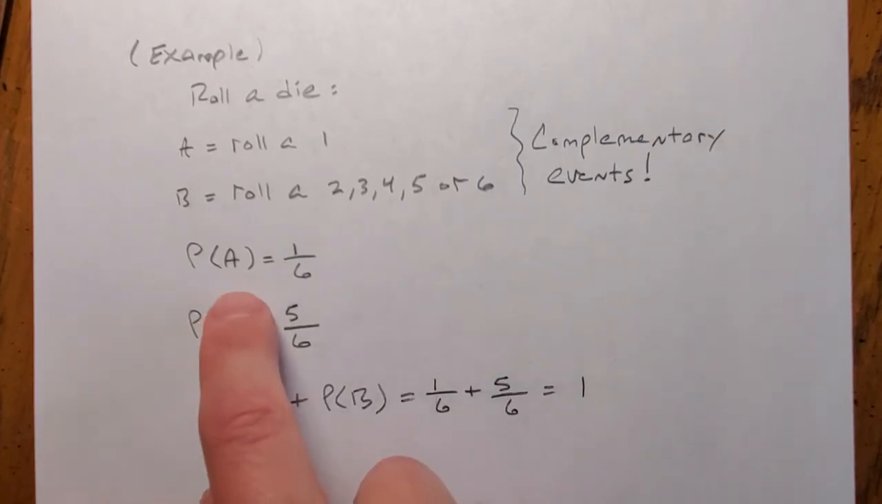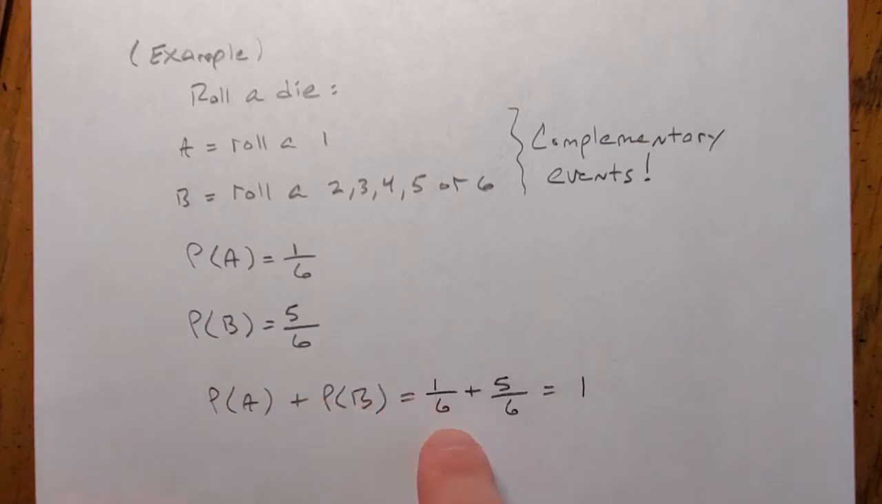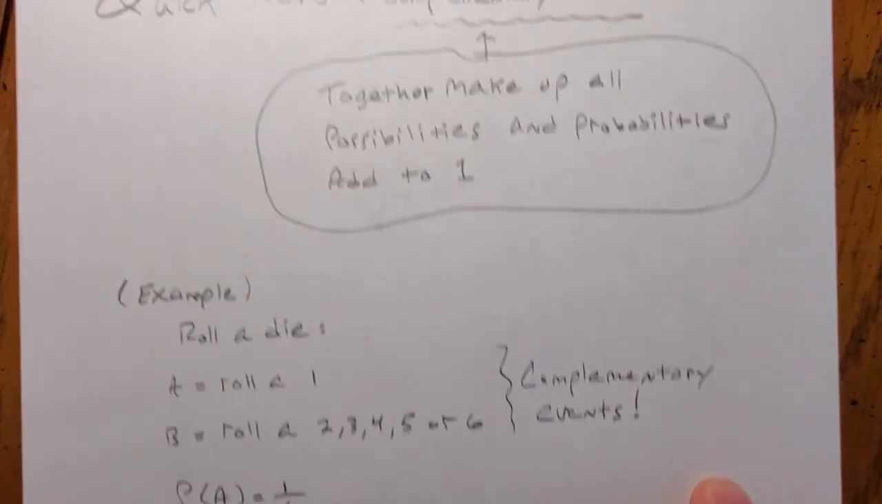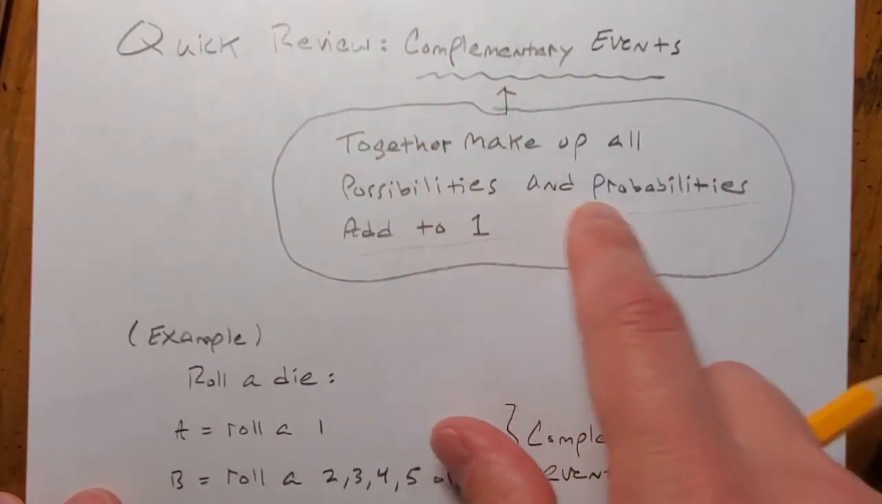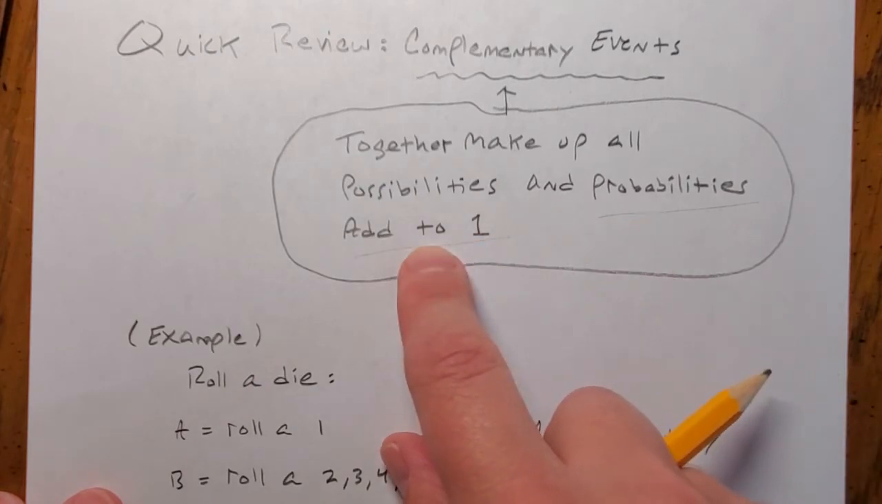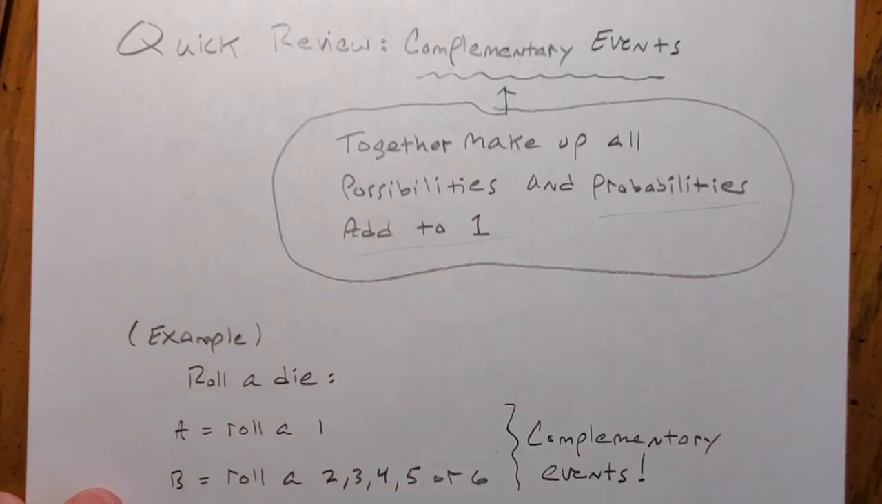The probability of event A plus the probability of event B would be 1 out of 6 plus 5 out of 6, which is 6 out of 6 and is in fact 1. Okay? So with this example, I wanted to remind you what complementary events are and this fact that their probabilities have to add to 1 always.